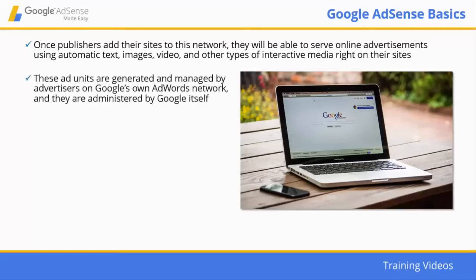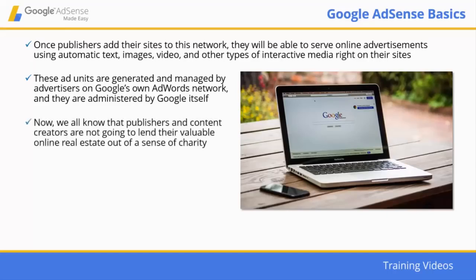These ad units are generated and managed by advertisers on Google's own AdWords network, and they are administered by Google itself. In other words, Google serves ads on sites that are part of the AdSense network on behalf of advertisers that are part of the AdWords network. Now, we all know that publishers and content creators are not going to lend their valuable online real estate out of a sense of charity. They're in it for the money.